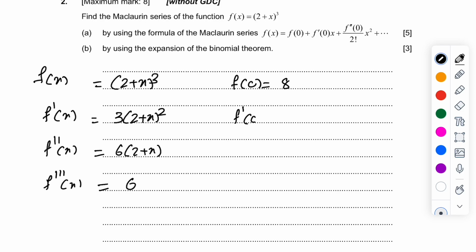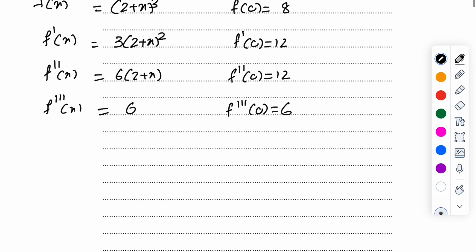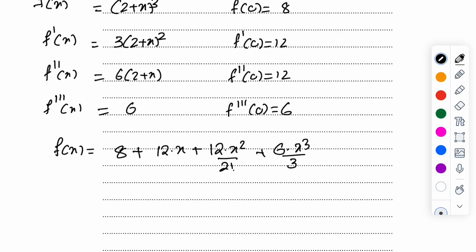Now plug in 0, it becomes 8. In the first derivative, it becomes 12. And in the second derivative, it becomes 12. And in the third derivative, it does not have any effect, 6. Now in that case, using the Maclaurin series, f of x equals f of 0, which is 8, first derivative times x, second derivative times x squared by 2 factorial, third derivative times x cubed by 3 factorial. So it becomes 8 plus 12x plus 6x square plus x cube.